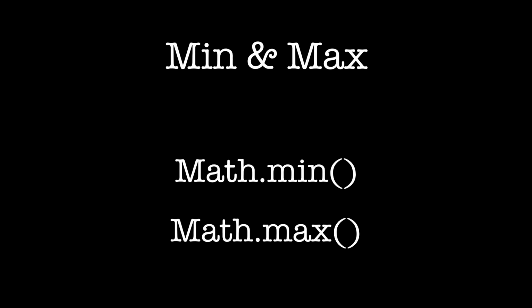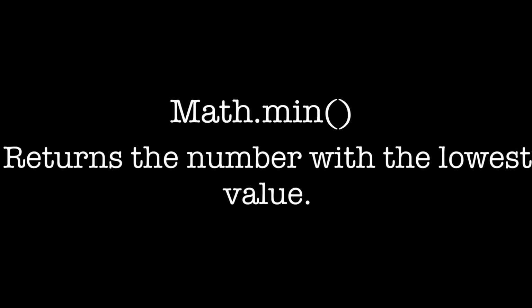In order to find the numbers of the greatest and lowest value, we can use minimum and maximum. With mathmin, we'll return the number of the lowest value inside the set of numbers.